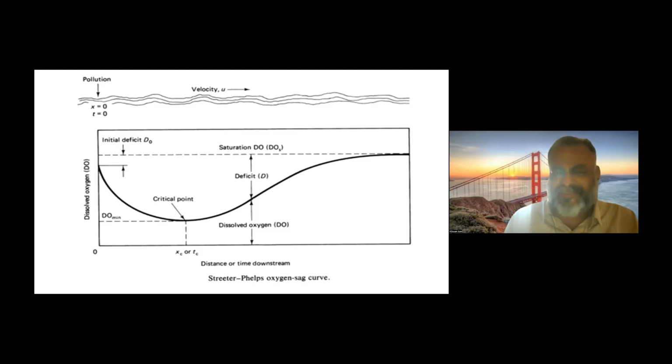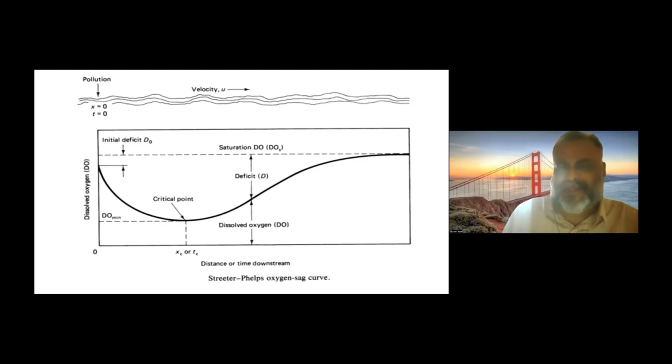If you just see this particular curve, it has two parts. One is called deoxygenation and the other reaeration. Why am I explaining this? Because this is very much relevant to the molecular biology and plant environment. When the plant environment is sustainable, this oxygen sag also should be sustainable.